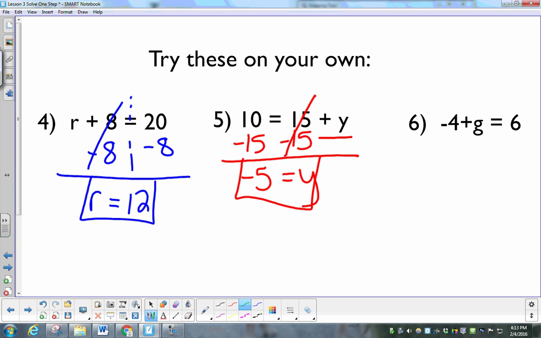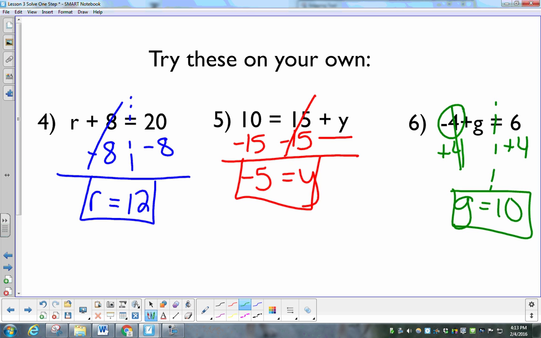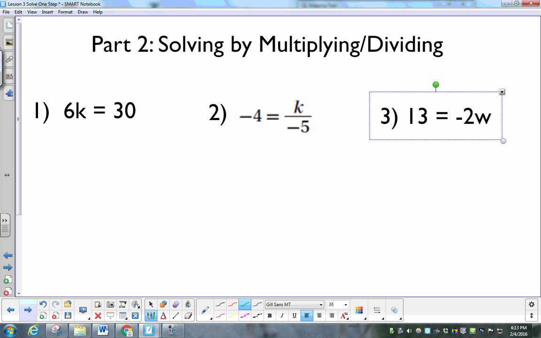All right, our last one here, we've got negative 4 plus g equals 6. I need to move this negative 4. To move negative 4, we should have added 4. You have to add it to both sides. So we're left with g equals 6 plus 4 is 10. So hopefully you did okay on those. We're going to move to a new section now.